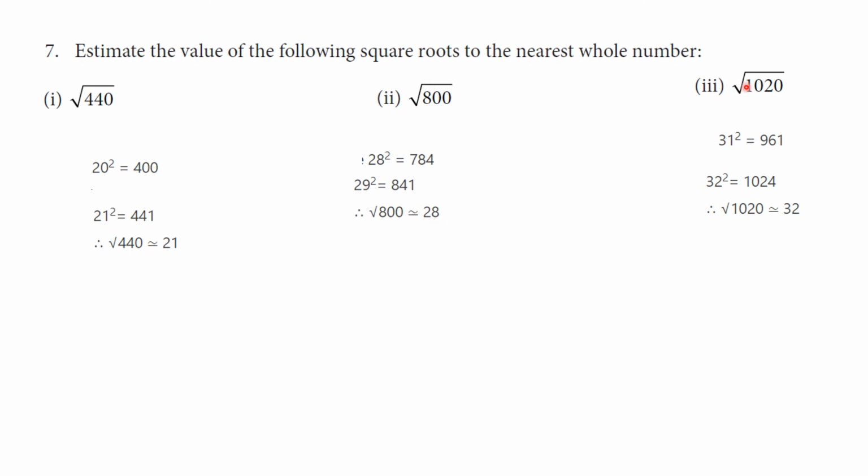Next, 1020. 31 squared is 961. So you do the rough work nearby: 31 into 31 is 961, and 32 squared is 1024. But the nearest whole number is what? 32 only. Approximately that is 32.